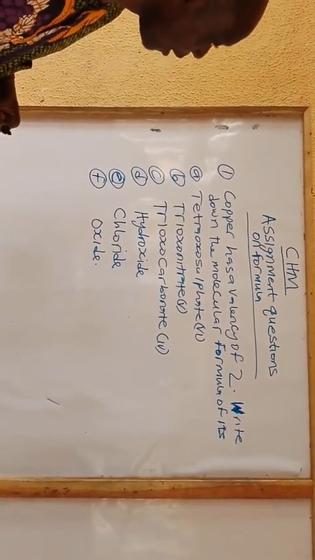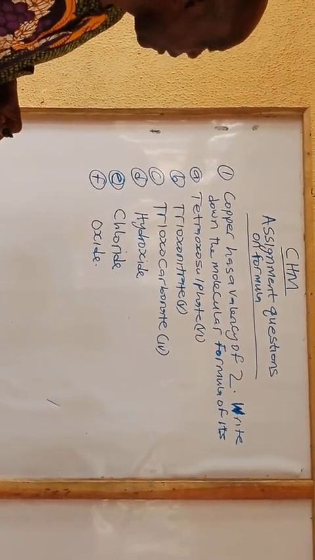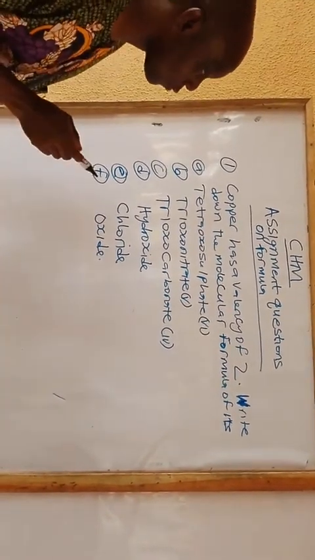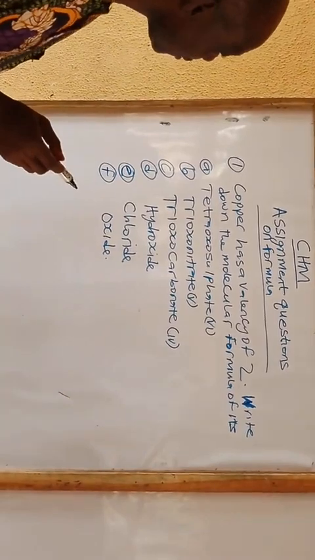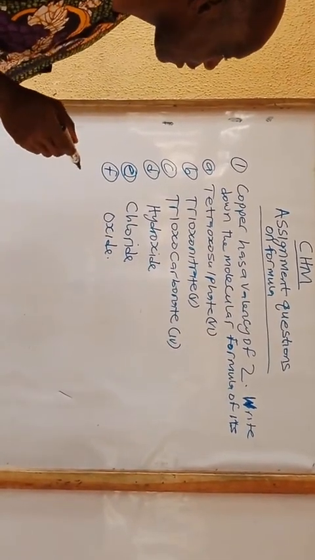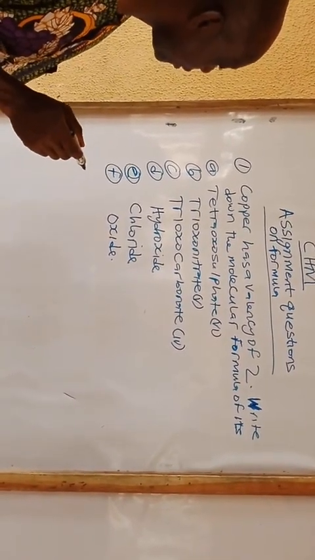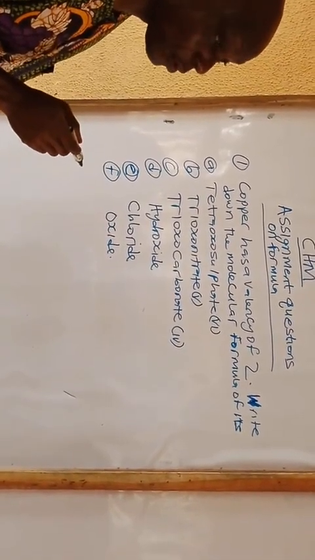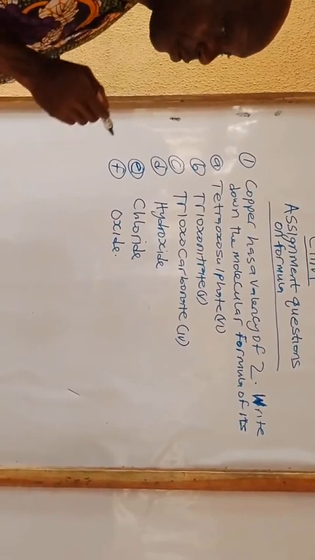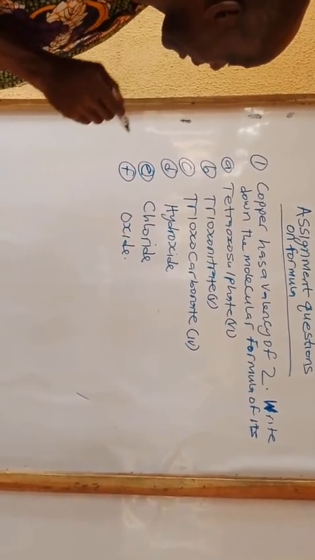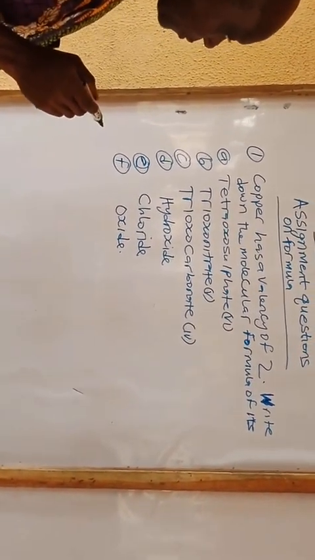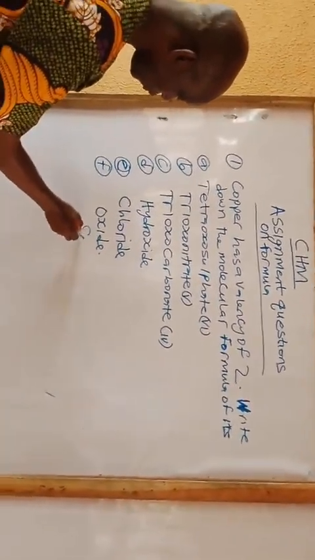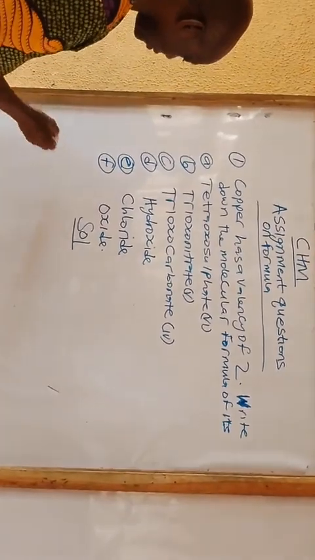on formulae of compounds. If you look at the question on the board, it says copper has a valency of 2. Write down the molecular formula of its: A. Tetraoxosulfate 6. B. Trioxonitrate 5. C. Trioxocarbonate 4. D. Hydroxide. E. Chloride. And F. Oxide. So let us start from the A part of the question, which is the solution to the question.